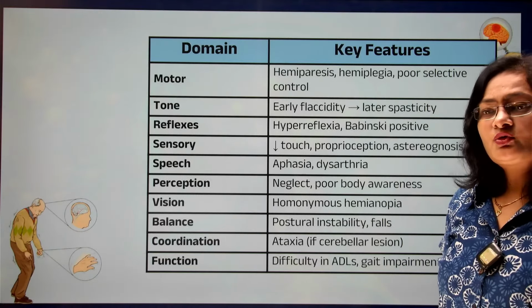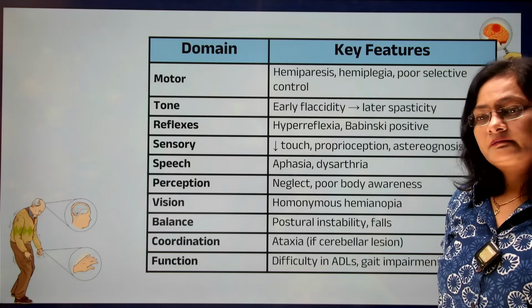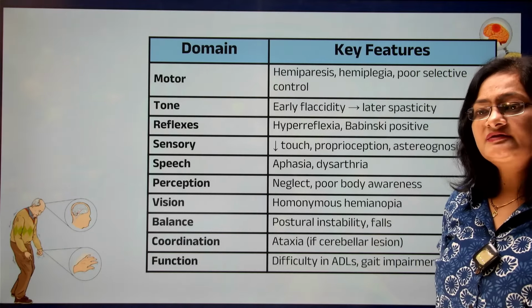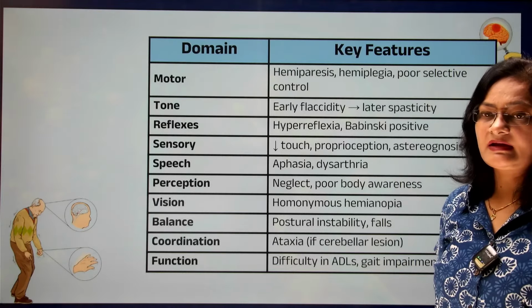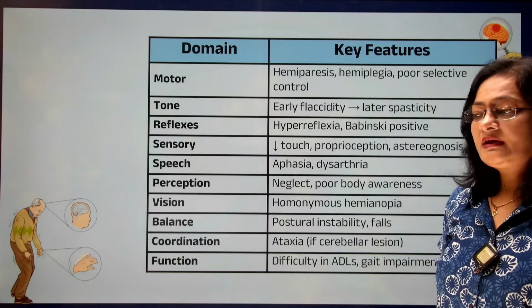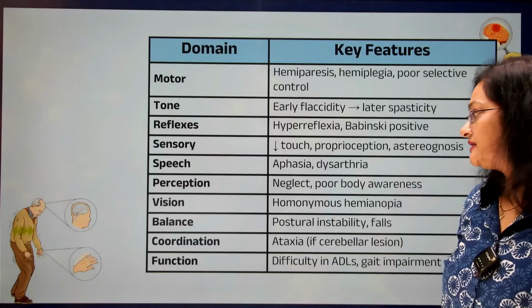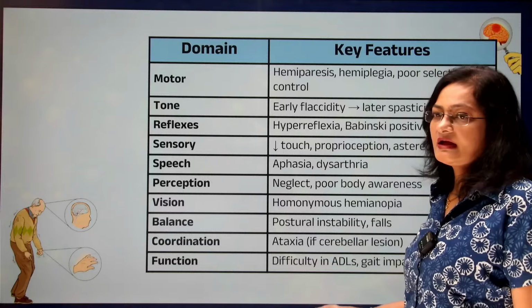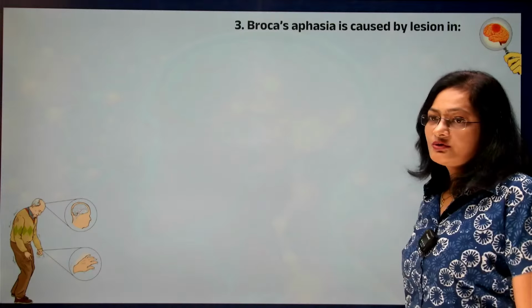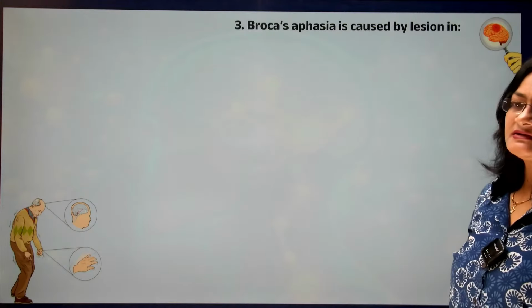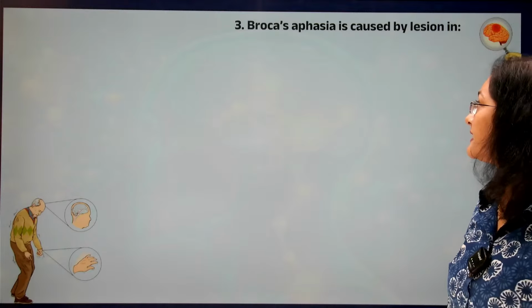Coordination: stroke will result in ataxia, specifically when the lesion is in the cerebellar area, and there will be functional affection resulting in difficulty performing ADL and walking independently. Based on the clinical features, now we are going to solve a few MCQs.